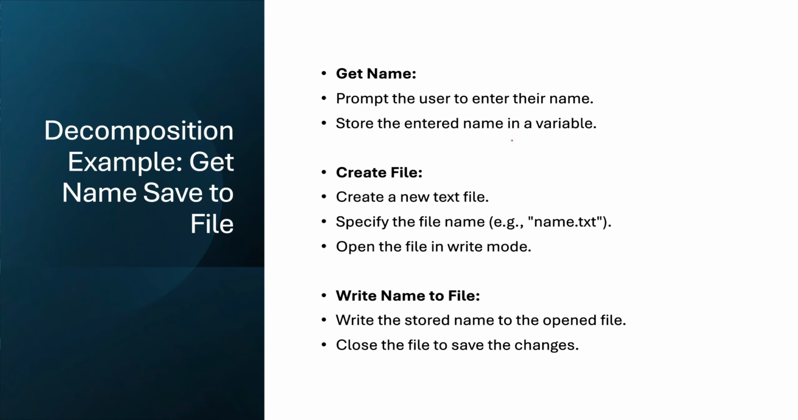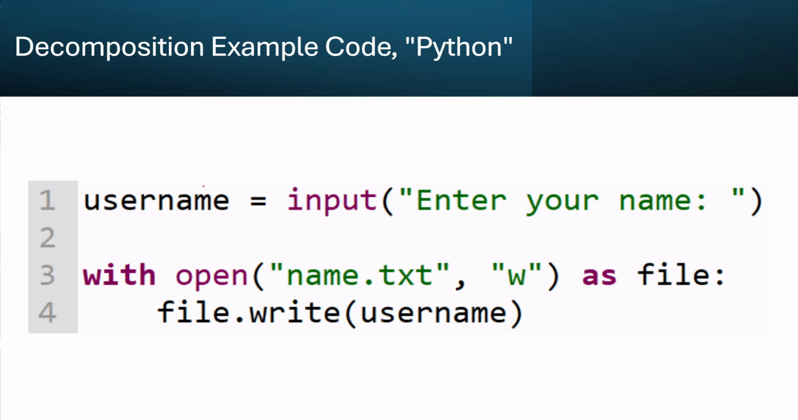So this is what we would do to solve this problem here. So we would get name, and we do this by prompting the user to enter their name, store the entered name in a variable. We create a file. So we create a new text file, specify the name, example name.txt, open the file in a write mode. In some languages you can open in read mode, write mode, append mode. I don't remember all the modes, but those are some of the things that we can do. Write name to file, write the stored name to the open file, close the file, and save the changes. This is typically how we would break these steps down. And here is the example in Python 3. I believe I have code for this, so check the code folder, please.